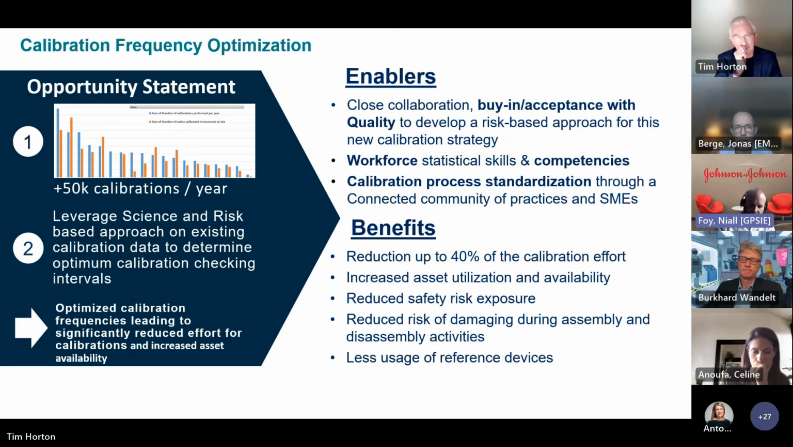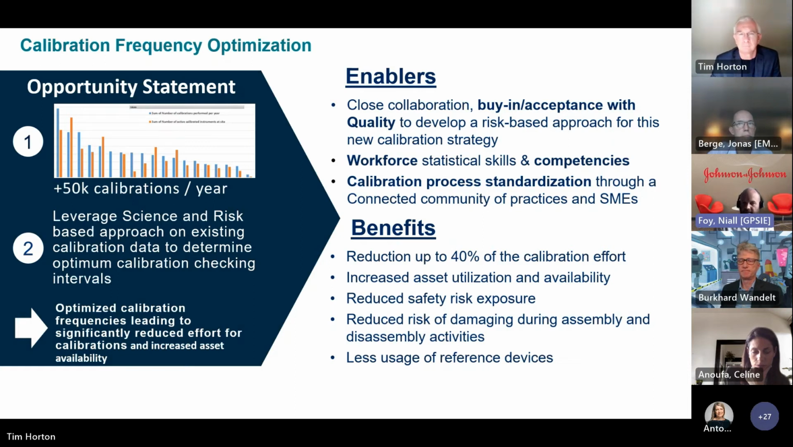Very important: increase asset availability and reduce the calibration effort, so reducing the workload on the technicians. Enablers: close collaboration and buy-in with quality, or the quality department. So how do we enter that conversation about using statistics to prove that our calibration program can be extended? We use a Wandelt analysis and we use a risk-based analysis.